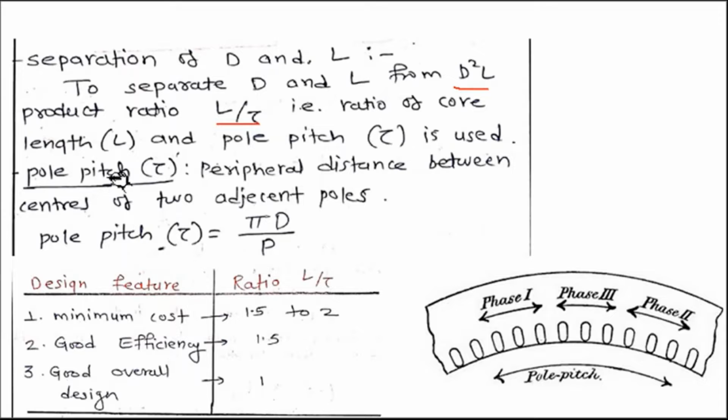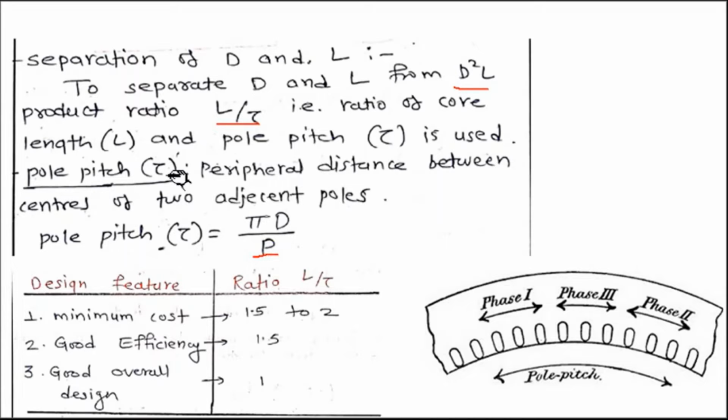Tau is pole pitch. Pole pitch means the peripheral distance between the centers of two adjacent poles. Generally the number of poles is given by the manufacturer, the supplier, or the consumer. So if a consumer wants a 2-pole motor, it is a known quantity. P is a known quantity to us.